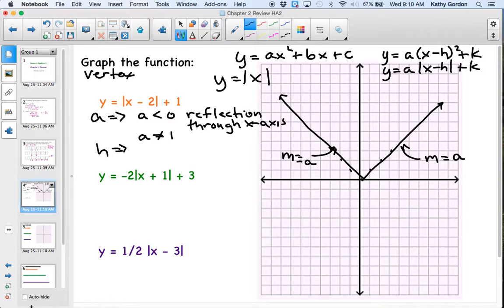Anyway, h is a horizontal shift. Moves things left or right. k makes a vertical shift. Moves things up or down.